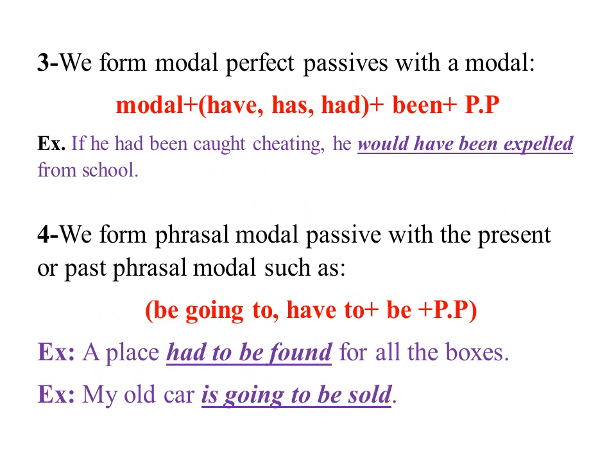Number three, we form the modal perfect passive with a modal. As you see in this pattern: modal, have, has, had, plus been, plus past participle. What I mean by modal is would, will, can, could, may, might, and so on. See this example: if he had been caught cheating, he would have been expelled from school. See this pattern: would have been expelled.